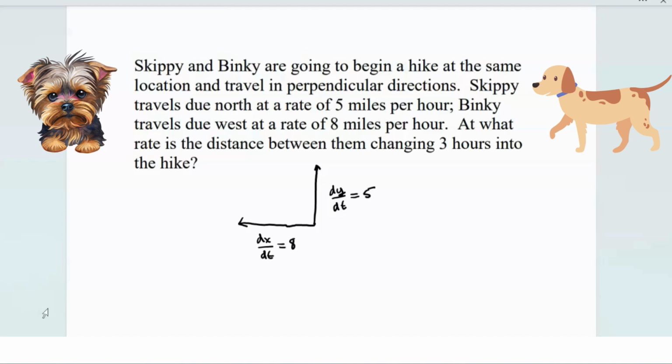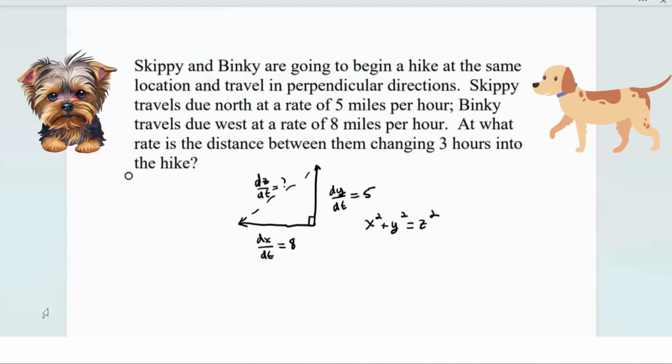At what rate is the distance between them changing 3 hours into the hike? Okay, so if this side's z, we're finding dz/dt. That is our unknown. Well, what ties this together? It would be Pythagorean's theorem. So we have x squared plus y squared is equal to z squared.